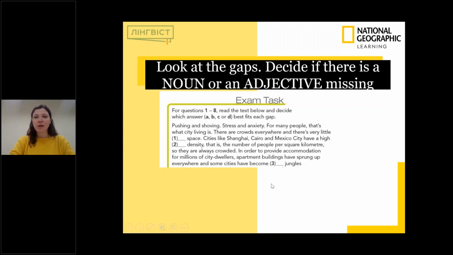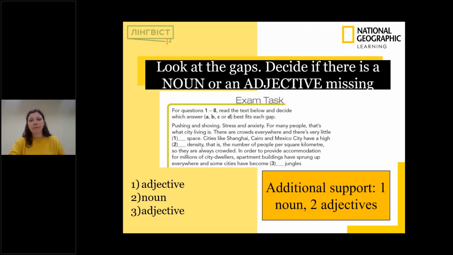Thank you very much for your answers. So the first space, the first gap is adjective. Then we have noun. Then we have adjective. Even if this activity is difficult for the students, you can make it even simpler. Please decide. Here are one noun missing and two adjectives missing. Go. Yeah, now you can work.